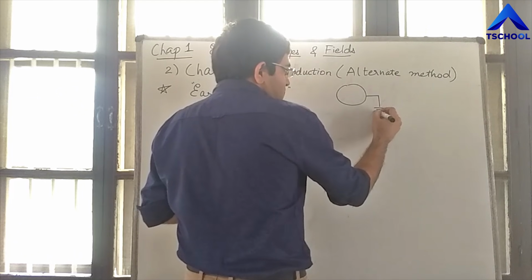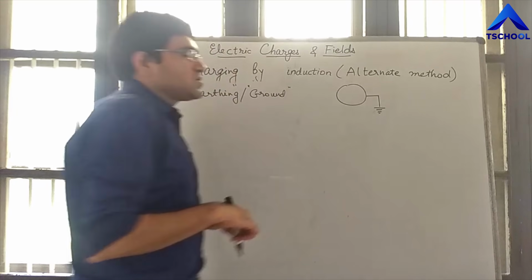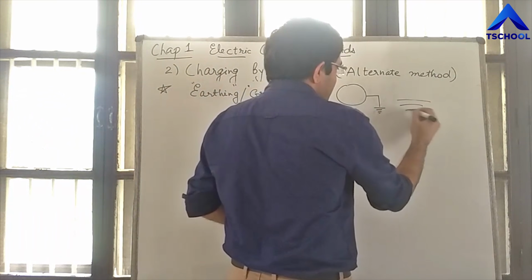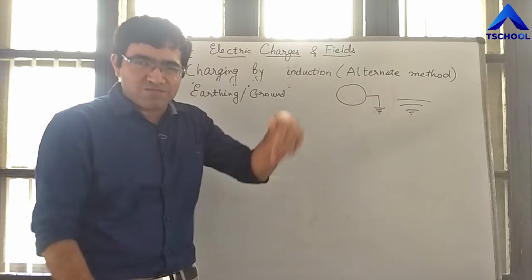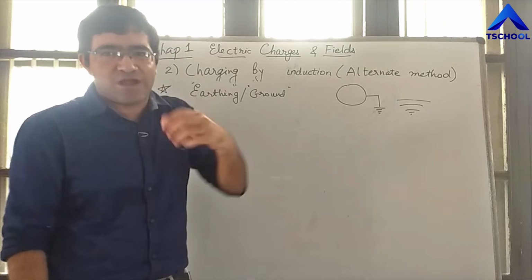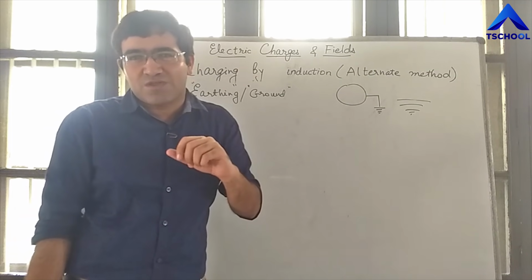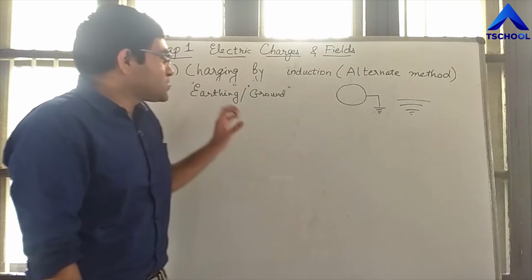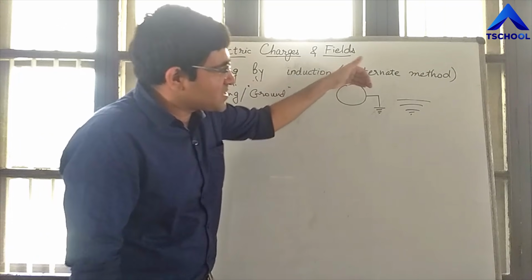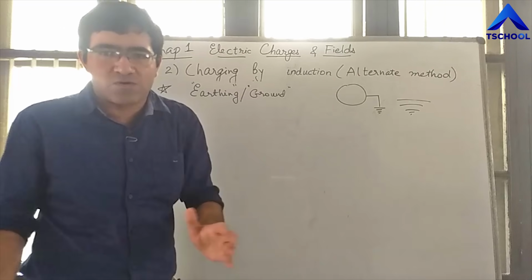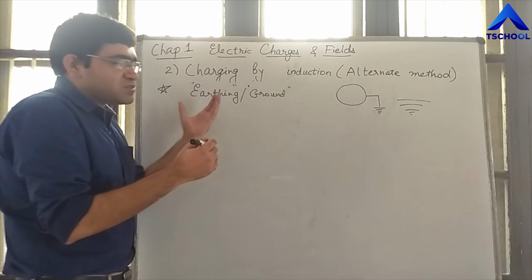The symbol for grounding or earthing is this kind of sign. It's like Wi-Fi, if you could remember that. When we connect it like that, that means it's connected to the ground, it's earthing. I'm sure you have heard people talking about earthing in your house. So what does that mean? What that means is that this object is now connected directly to the earth, to the ground. Now, why so? What purpose does earthing serve?